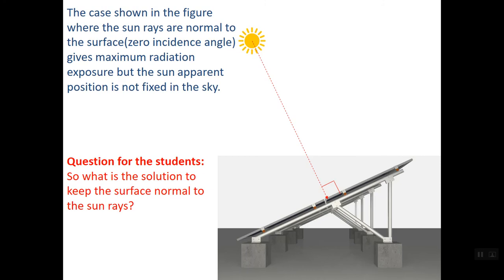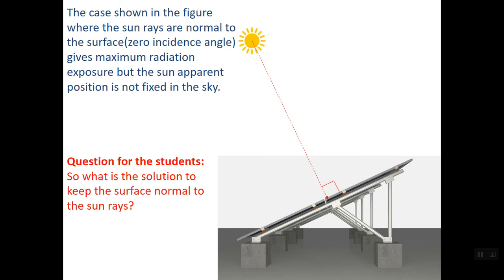Okay, coming back to the normal beam radiation, the case shown in the figure where the sun rays are normal to the surface, or zero incidence angle, gives maximum radiation exposure. But the sun's apparent position is not fixed in the sky, so you cannot keep this very ideal situation all the day, or all the days, or all the hours in a day.